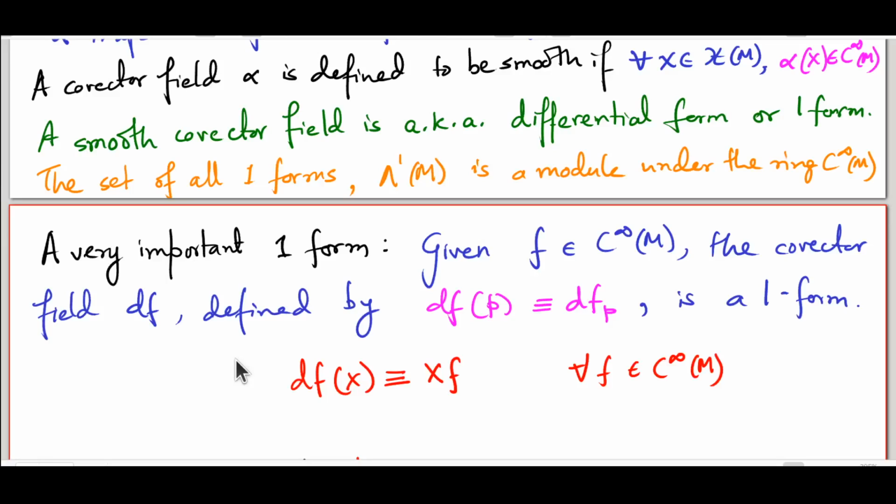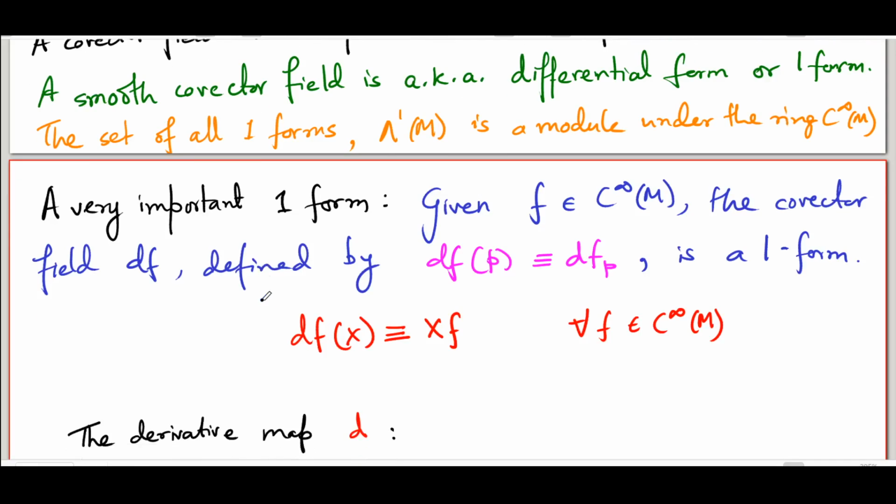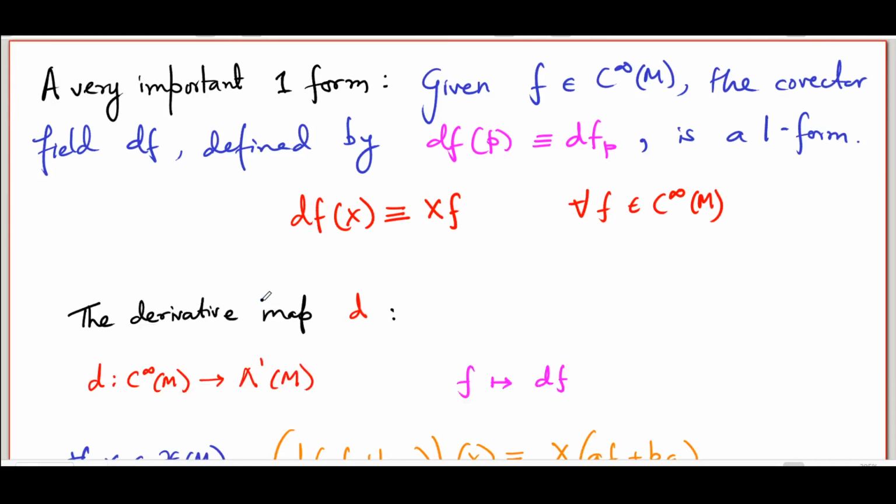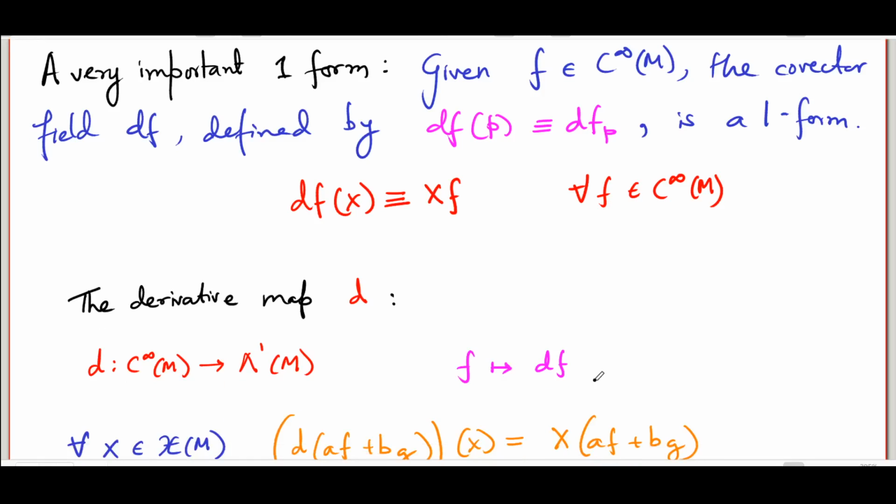Something that will play an important role, especially in our later discussions on differential forms, is this operator d that you can see here. What does d do? It acts on a smooth function, a member of C∞(M), to produce a member of Λ¹(M), that is, a differential form or a one-form. f gets mapped by d onto df. Now this d operator has certain properties.